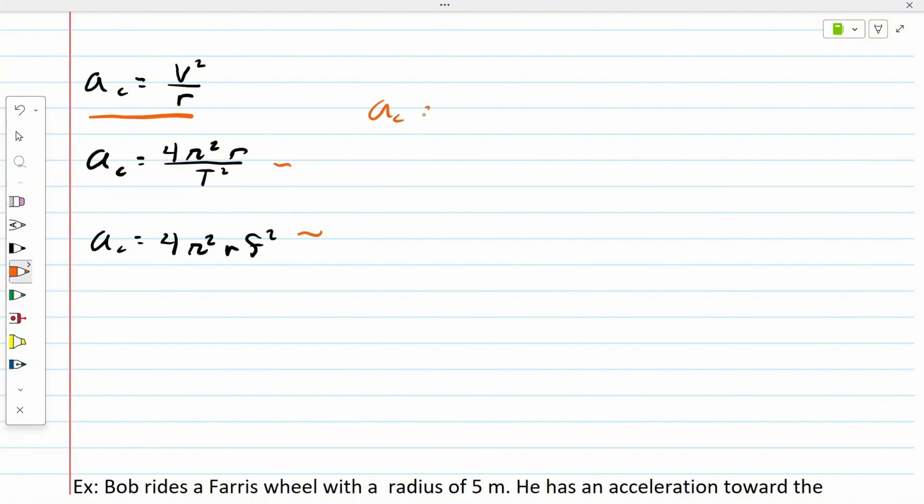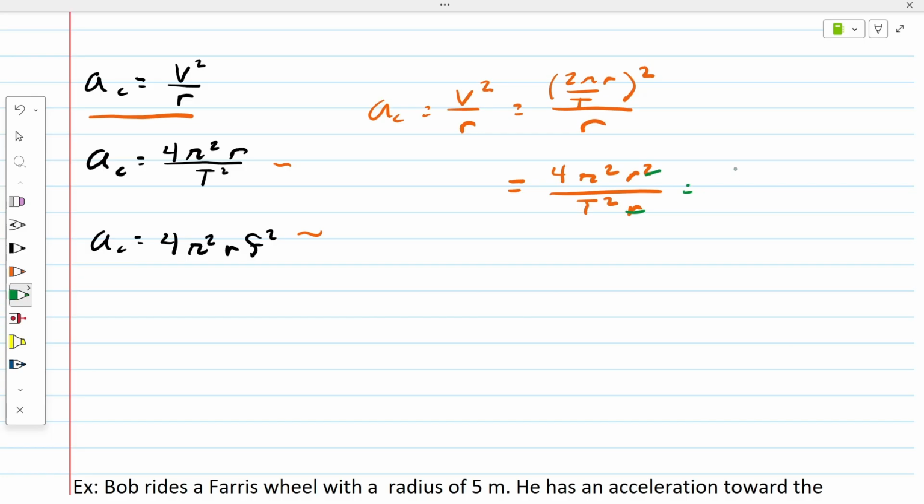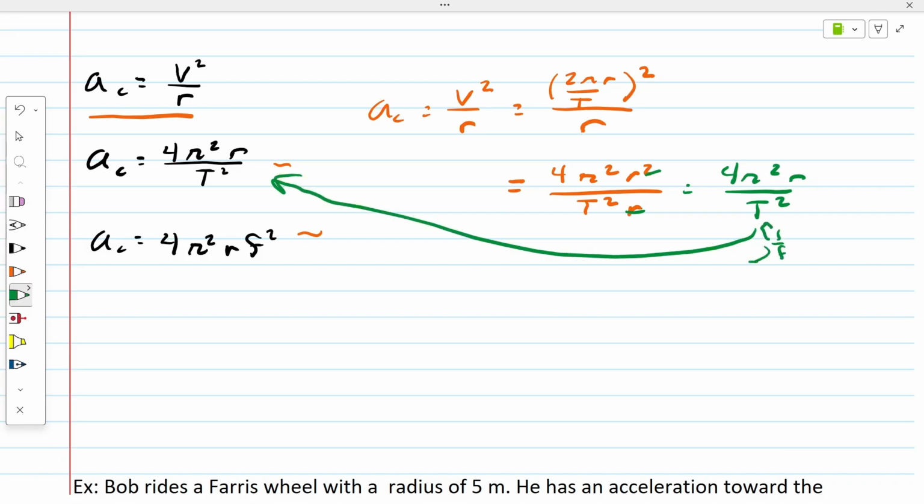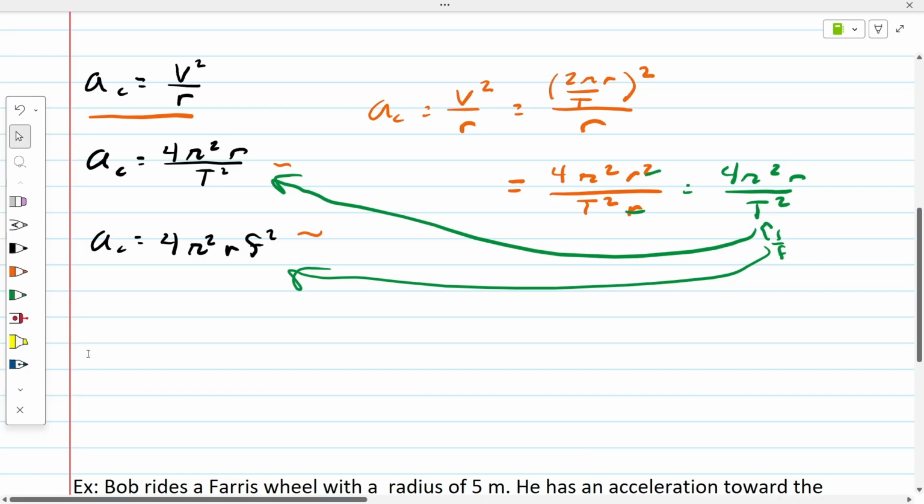So if we have the acceleration is velocity squared over r, we know what this tangential speed is. It's the 2 pi r from the circumference over the period, squared, over the radius. If we solve this out, we get 4 pi squared r squared over t squared r. These two r's will cancel, and we'll get 4 pi squared r over t squared. And that is where that comes from. And we could plug in 1 over f for t squared here to get that equation. Alright, so let's do an example with this centripetal acceleration.